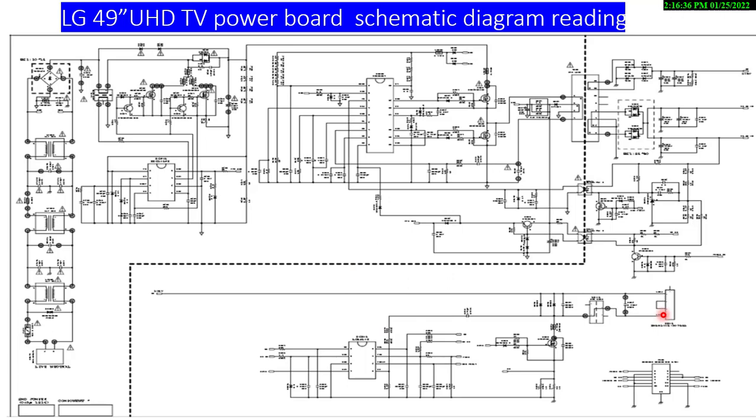So this one is the schematic diagram of the LG 49UJ TV. Schematic diagram reading. Enough for today.